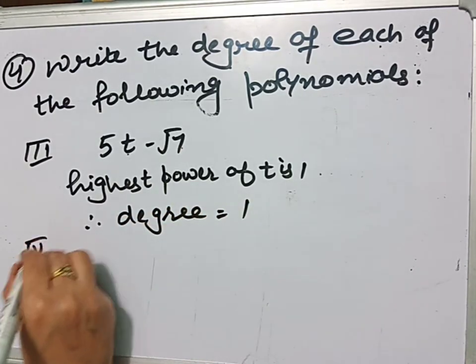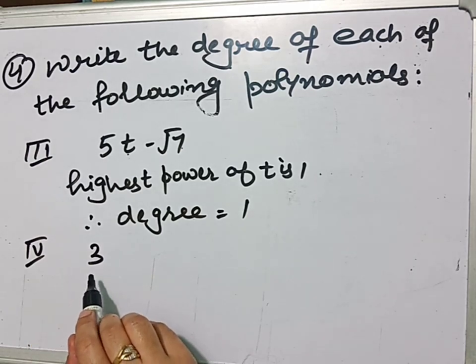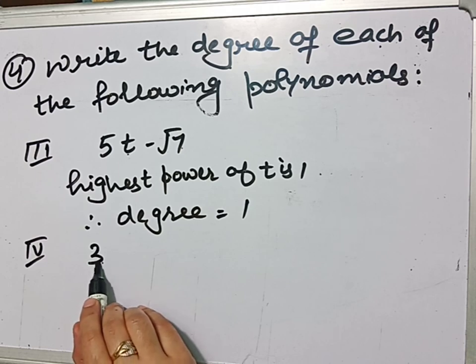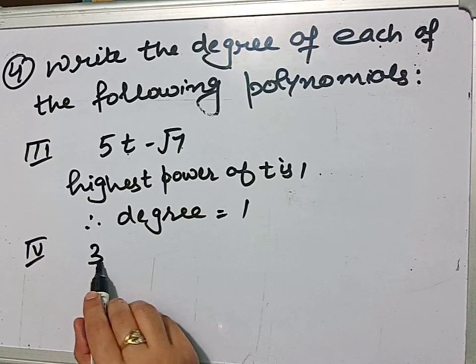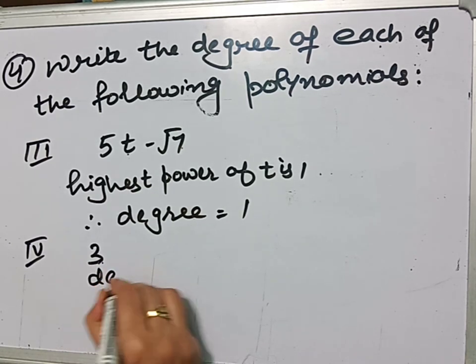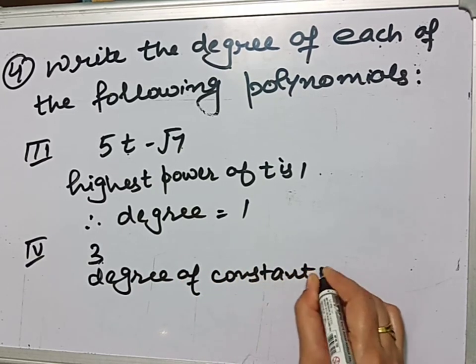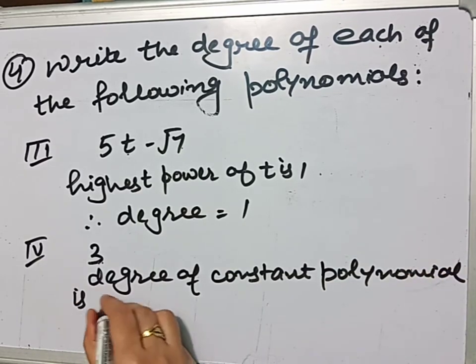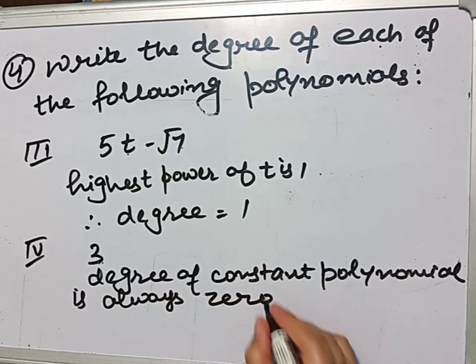Fourth part is 3. In this question you can write, very important question. There is no variable. When the number is only constant, then degree of constant polynomial is always 0. You can write in this question, degree of constant polynomial is always 0. Now fourth question is completed.